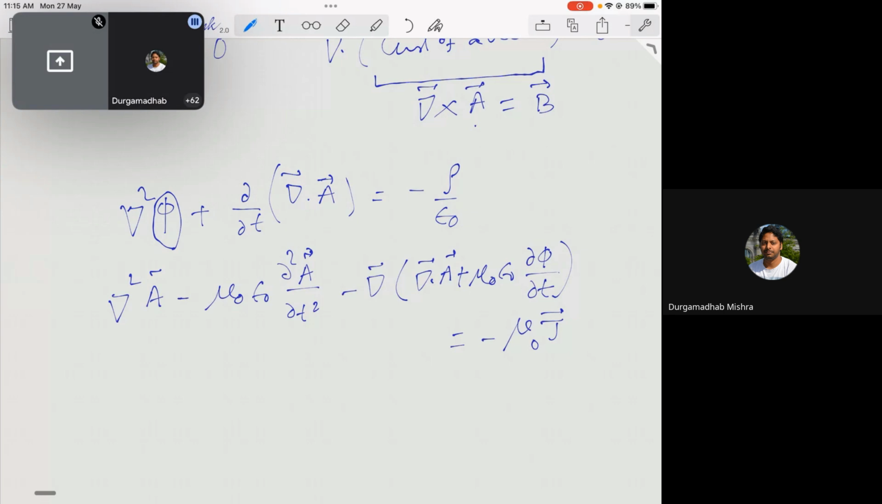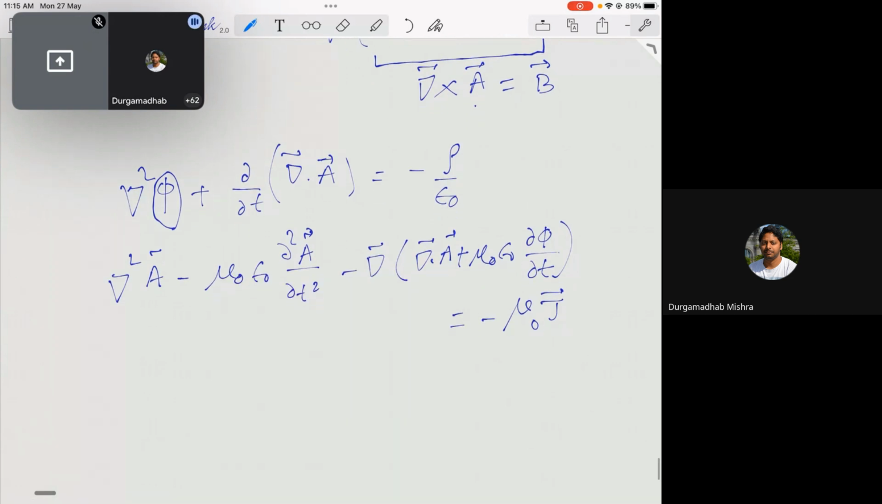But if we change the vector potential or scalar potential, it should not result in changes in the electric and magnetic fields. So whatever form the electric field and magnetic field take, let's say it is a wave, with some amplitude and some frequency, those things should not change even if I change the scalar or vector potential by any means.